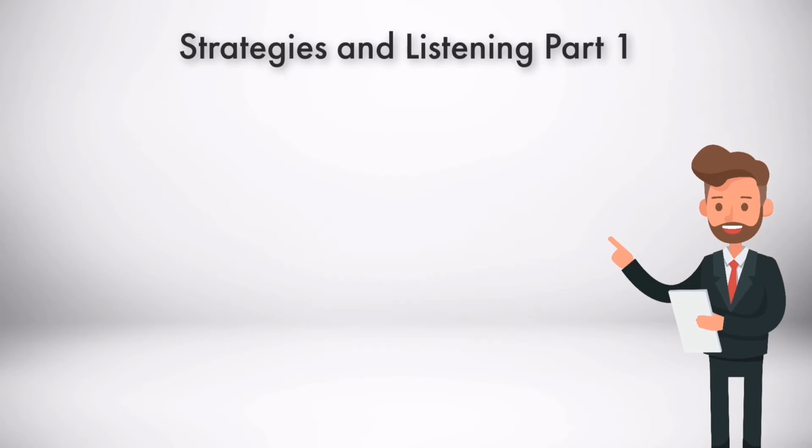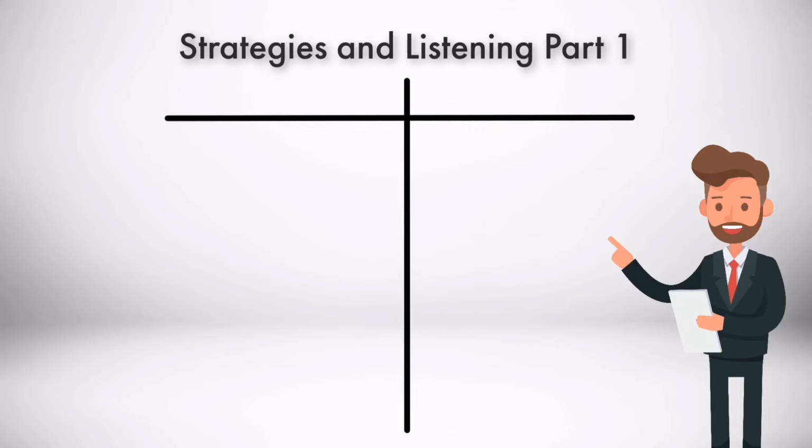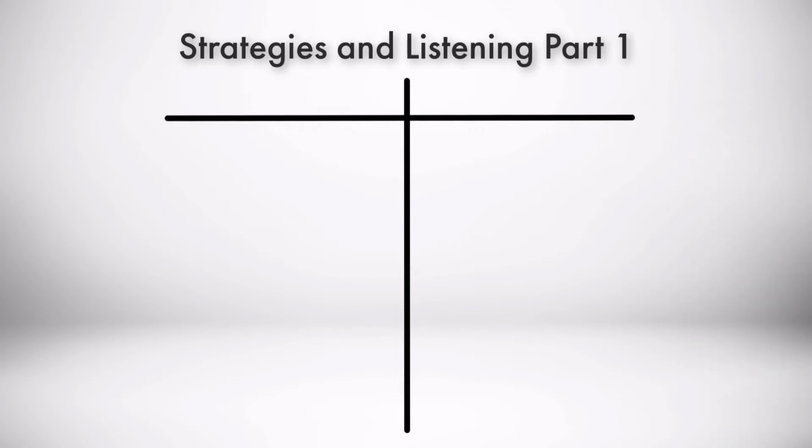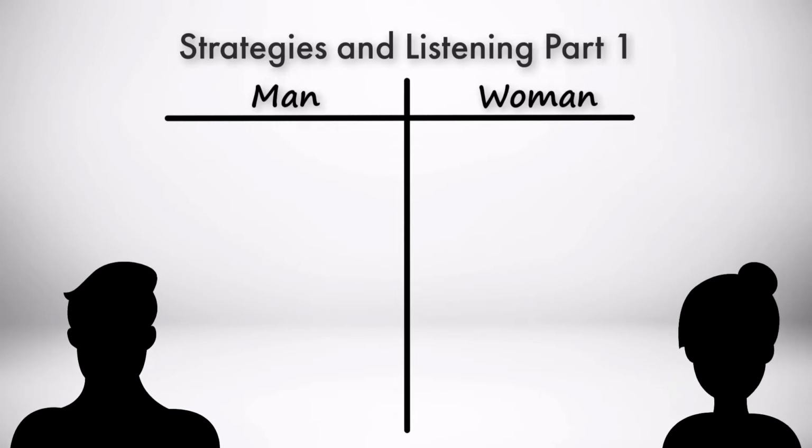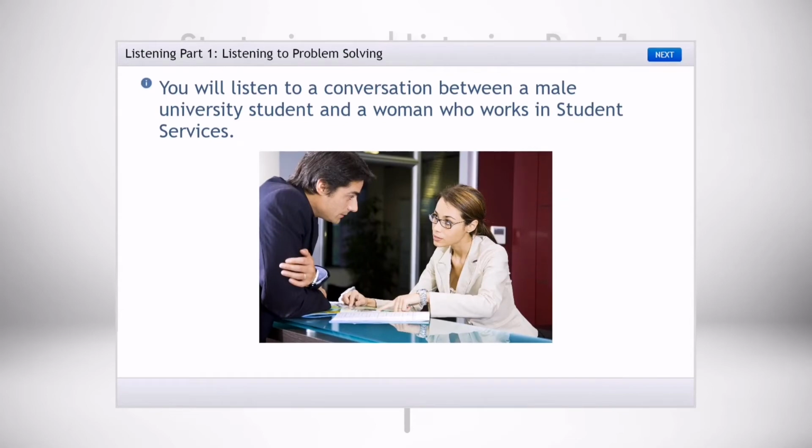In each listening part, there are some things we know even before the audio starts. In listening part 1, for example, we know that there will be two speakers, a man and a woman. So we can add that to the chart. What else can we add? Prior to listening, we're presented with an image that will give us some information about the general context of the conversation. Here, we see a woman at a desk talking to a man. They could be in a lobby or an office.